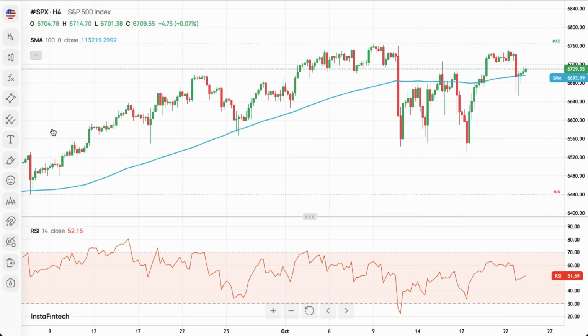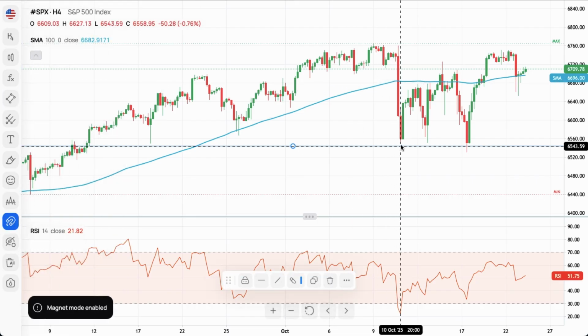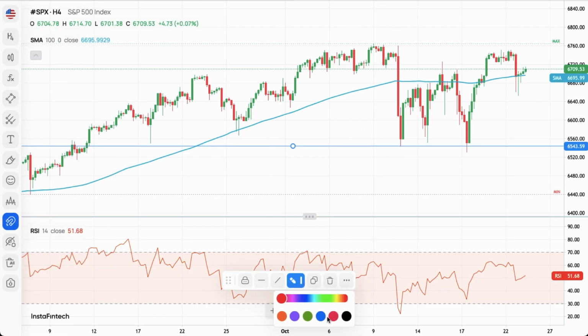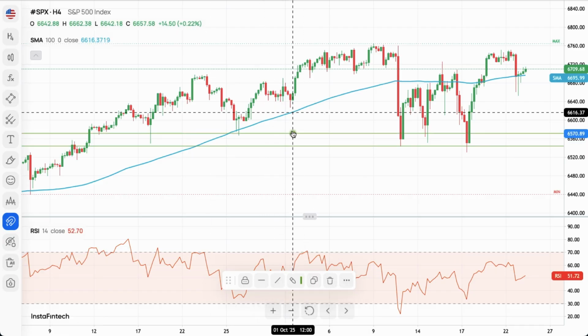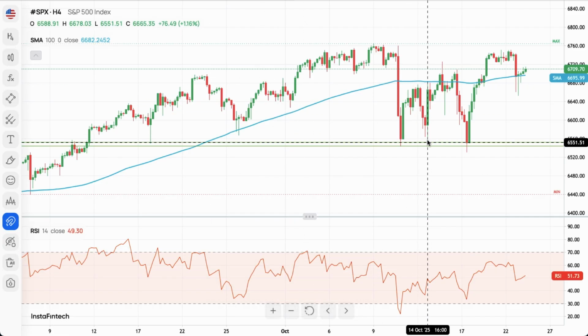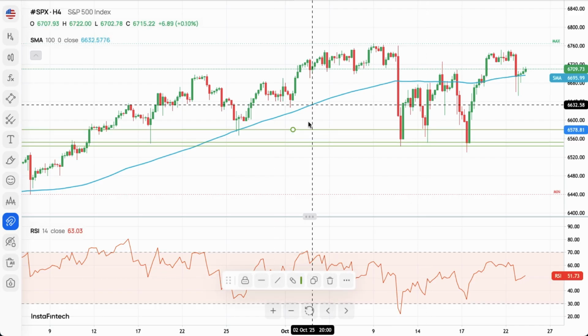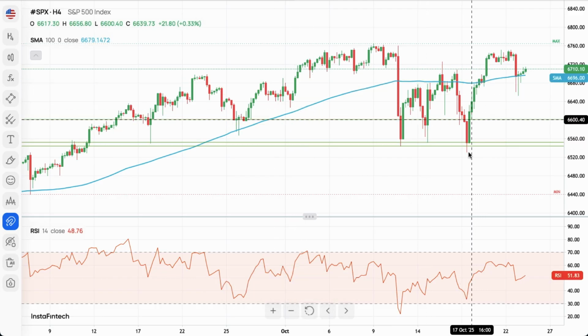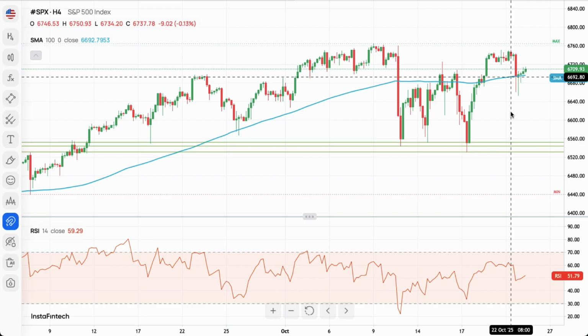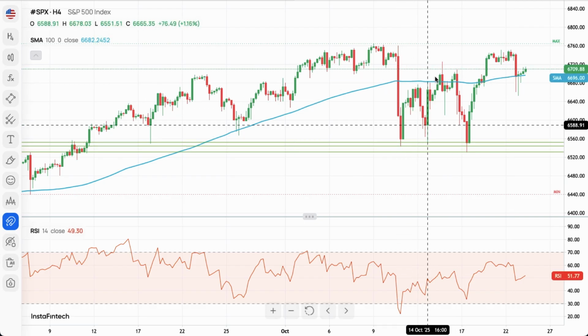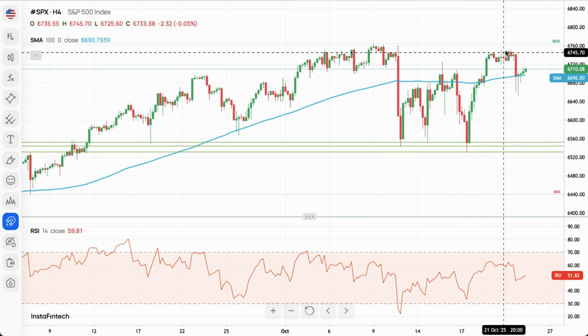And last but not least, let's take a look at the S&P 500. There are some kind of important levels here. This is 6,543. This is 6,551, and this is 6,530, right? So kind of a strong base movement to the upside.